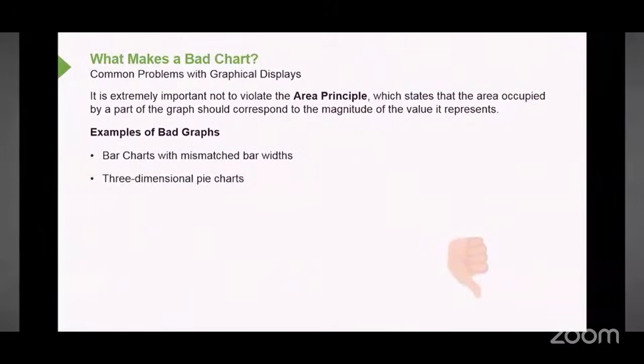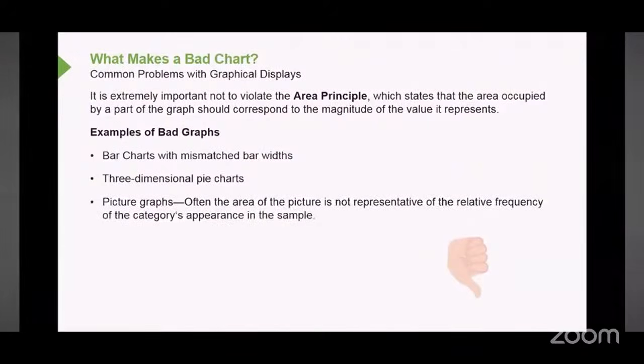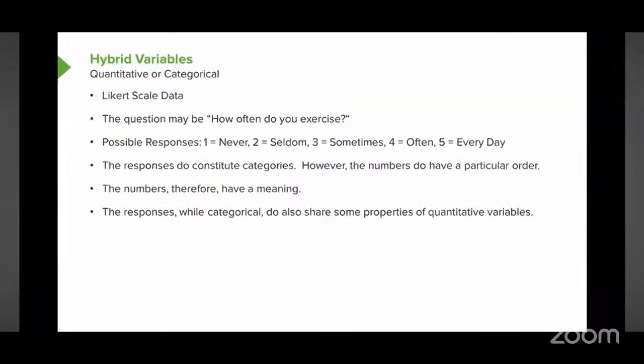Three-dimensional pie charts are inherently bad because when you make a pie chart, you usually divide things up by the area of the circle. But once you get into 3 dimensions, you have to worry about volume, and people don't typically account for the volume. So don't use 3-dimensional pie charts as a way to represent categorical data. Picture graphs. These are often the worst offenders of the area principle because the area of the picture is not often representative of the relative frequency of the category's appearance in the sample. So we want to stay away from those as well.